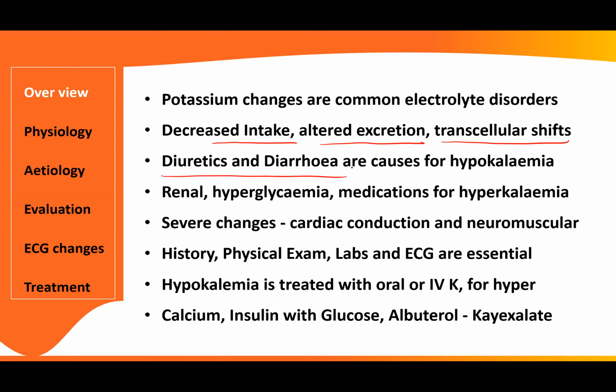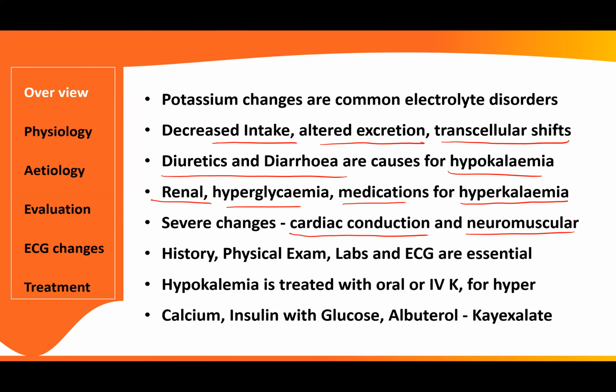So, usually, if you are suspecting hypokalemia or if you have a report of hypokalemia, just see whether the patient is on diuretics. Renal failure, hyperglycemia, and drugs are the cause of hyperkalemia. For hypokalemia, D and D: diuretics and diarrhea. For other things, it is renal failure, hyperglycemia, medication-induced hyperkalemia. Severe changes of potassium can lead to conduction disturbance, cardiac conduction and neuromuscular conduction.